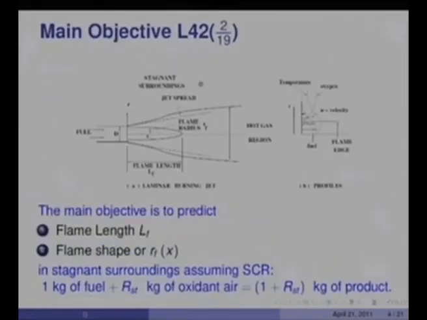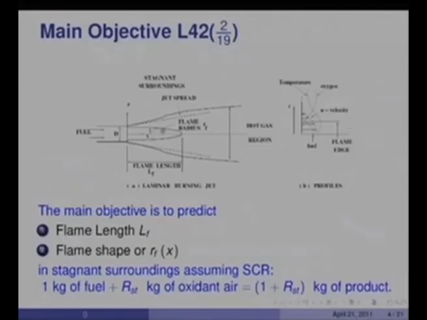So, what is the main objective? Now, here I am defining the fuel which is coming in through a pipe of diameter d. The jet spreads along the dotted line, if you like, whereas the flame radius varies with x. It is highest at the beginning and goes on decreasing. When the radius goes to 0, you essentially say, well, that is the flame length, LF. We are assuming completely stagnant surroundings, and this is essentially the burning zone of the jet.